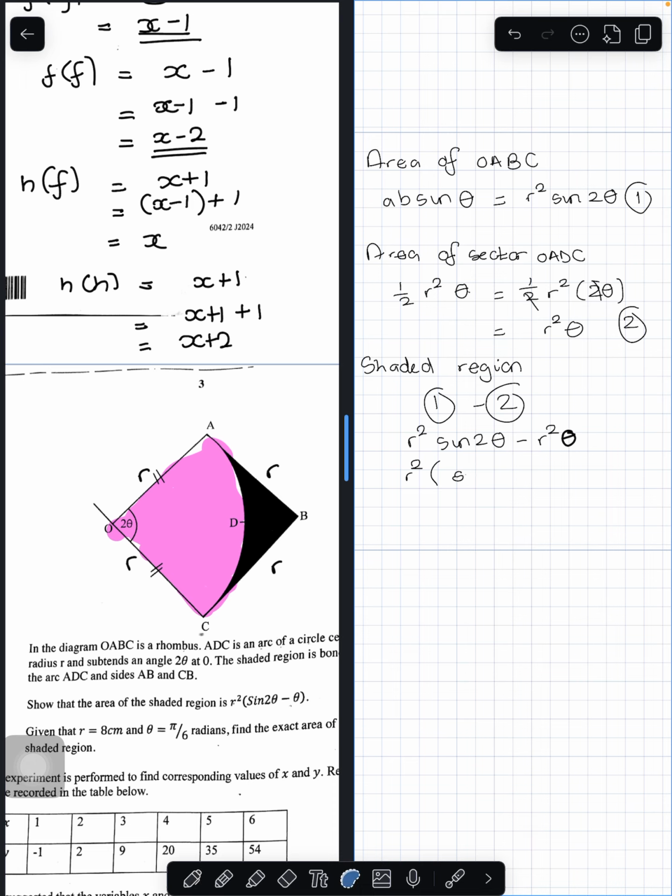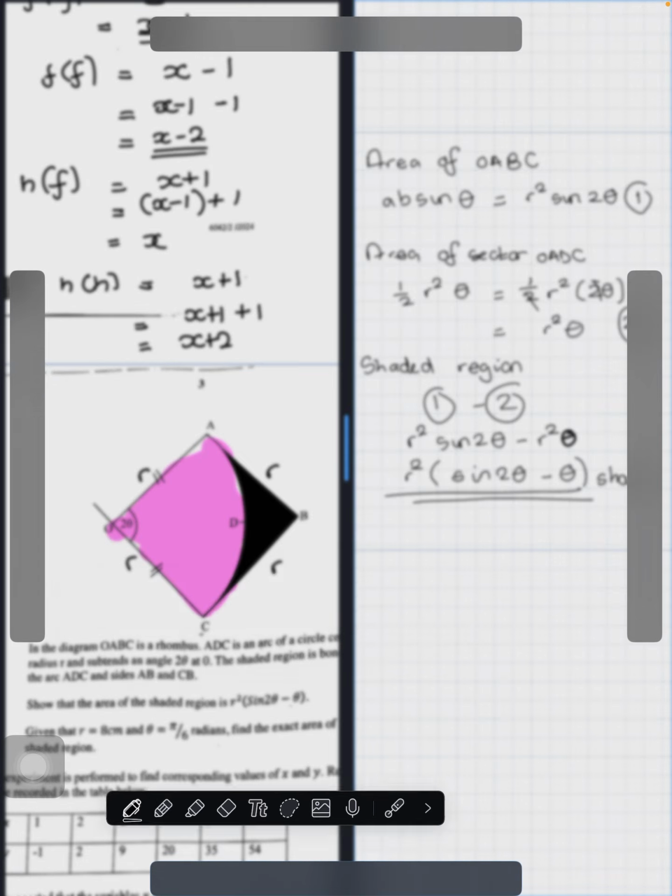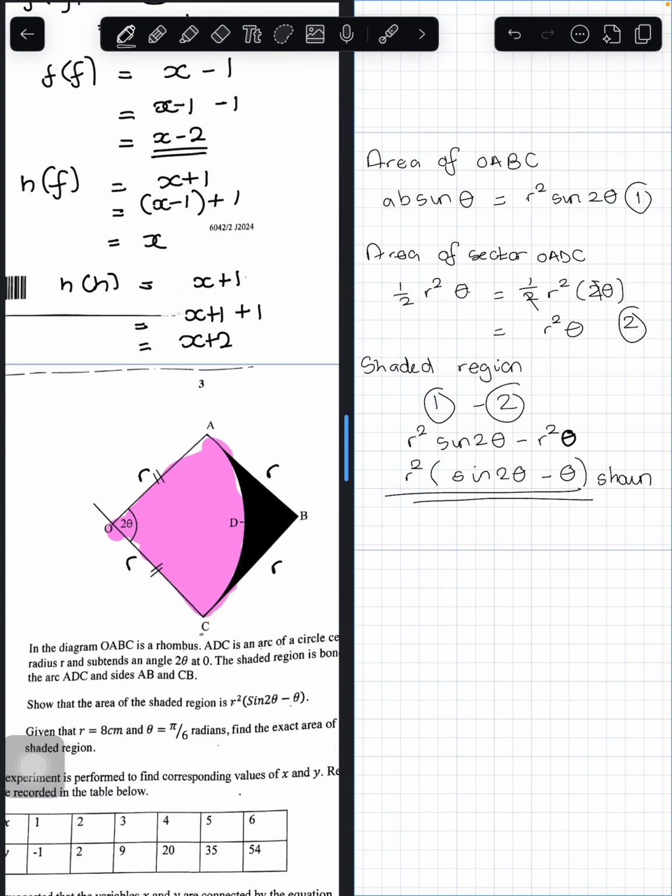Then inside we'll be left with what? Sine 2 theta minus theta. So that is going to be our answer, and we have shown, because the question was saying show that, so we indicate that we have what? We have shown. All right, I hope that one is clear.